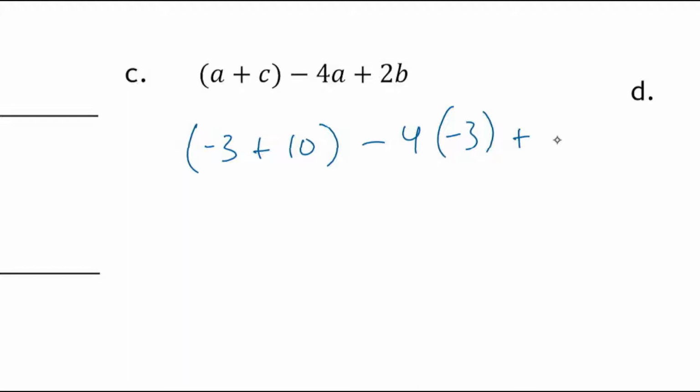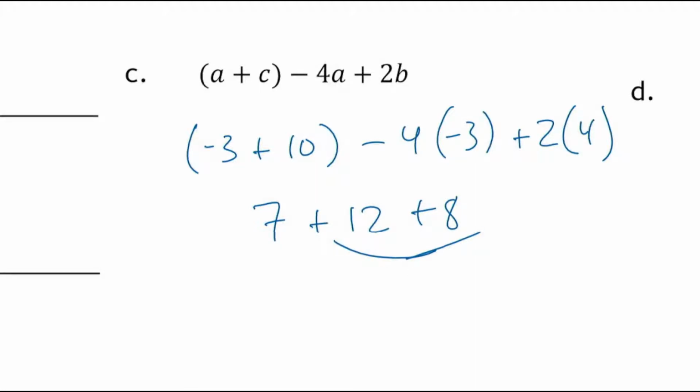And then plus 2 times B, and B is 4. So what do I have here? I've got 7. That's going to be plus 12, isn't it? Because it's a negative 4 times negative 3, and then plus 8. Well, 12 and 8 is 20, so I'm looking at 27 for part C.